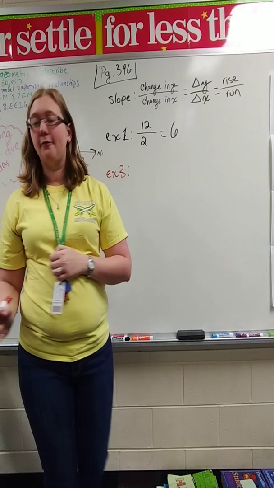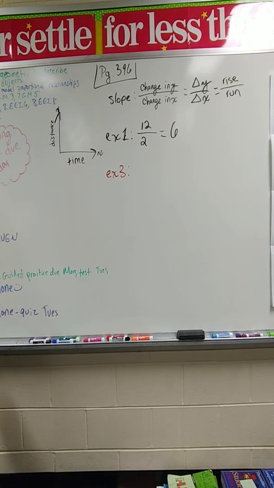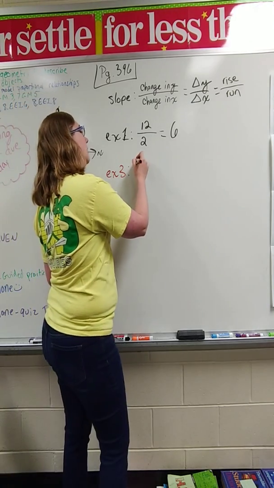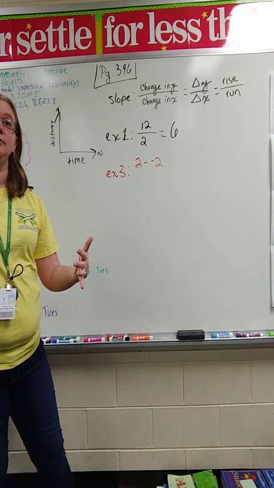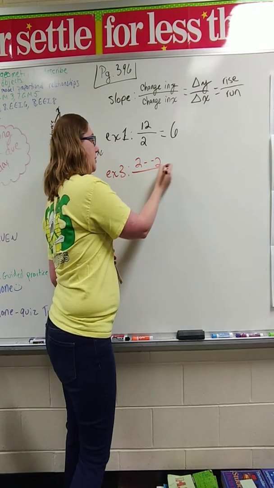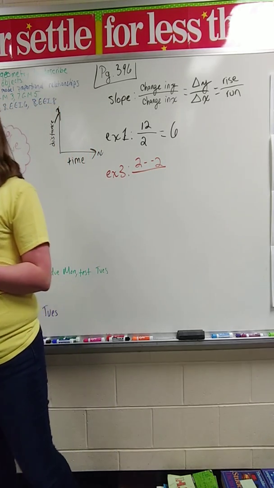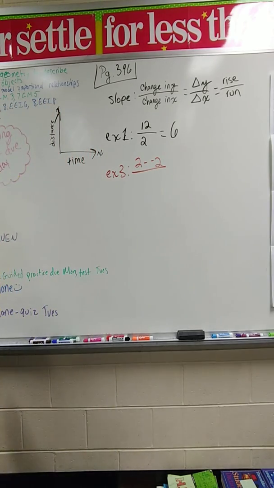So if I go from 2... if I look at my y values first, I have a 2 and I have a -2. I need to find the difference between those two values, so I subtract them. 2 minus -2. And I'm going to divide that by the change in my x's, which are -4 and 2.